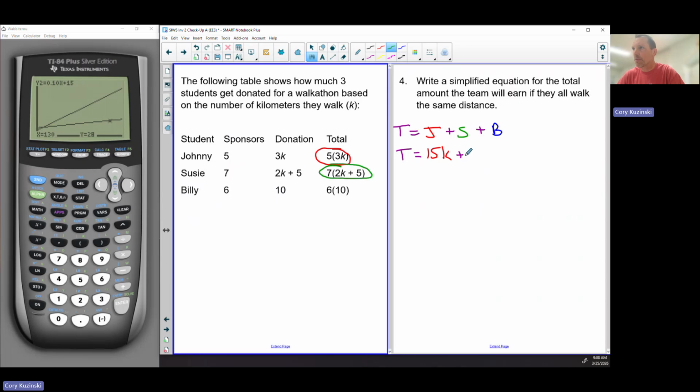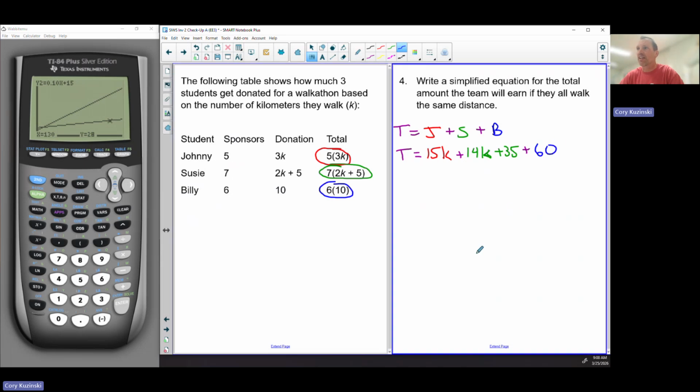I'm going to do the distributive property right now. Make it 14K, $14 per kilometer. Plus another $35 because those 7 people are all giving her $2 per kilometer, $14 per kilometer, and those 7 people are all giving her $5, $35. And we still need to add in Billy's here. So Billy's is $60. He just gets 6 people to each give him $10. That's $60. Hopefully that's making sense.